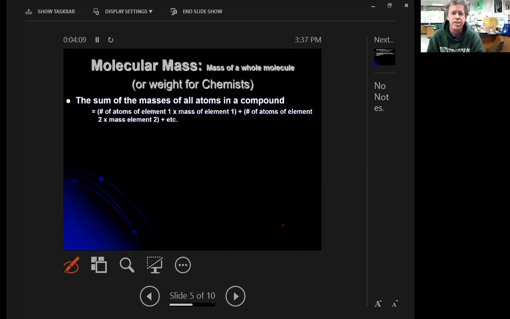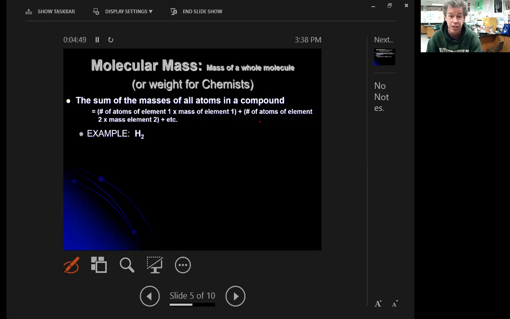Now, an important skill in chemistry is being able to determine the mass of a molecule. And technically it is mass. Sometimes you hear it referred to as weight. Weight implies gravity and things like that, but anyway. The sum of the masses of all the atoms in a compound makes up the molecular mass. Basically it's the number of atoms of the first element times the mass of that first element, plus the number of atoms of the second element times the mass of that element, etc., for all the different elements that you have in that compound.